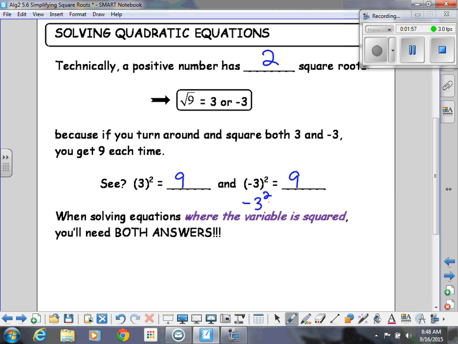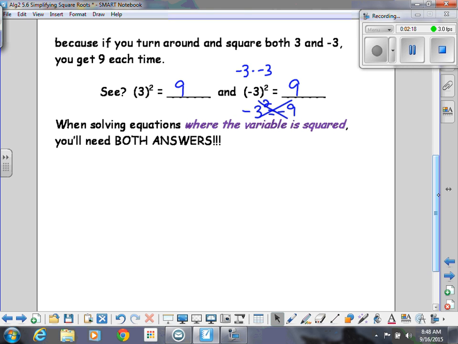It's not the same thing as doing negative 3 squared. If you did this on your calculator, it would give you negative 9, because your calculator would square the 3 first and then multiply by the negative. That's not what we're talking about. We're talking about taking a number and multiplying it by itself. This means negative 3 times itself, right? This does not.